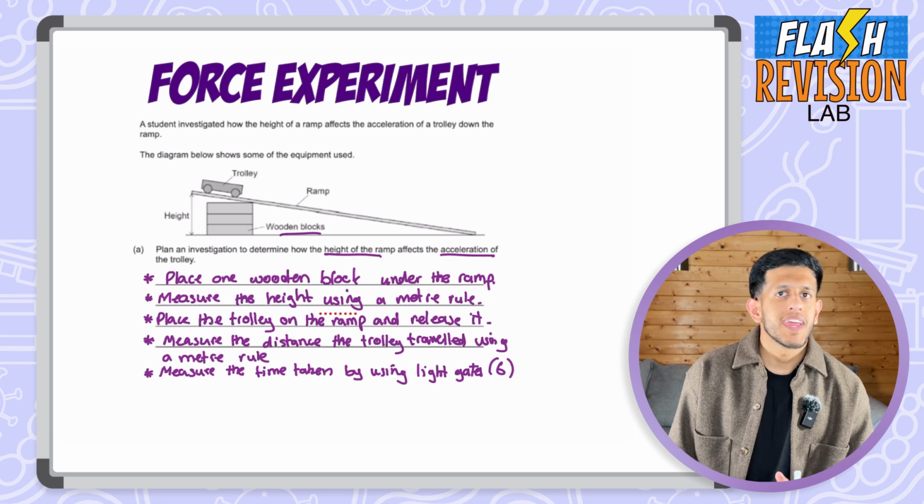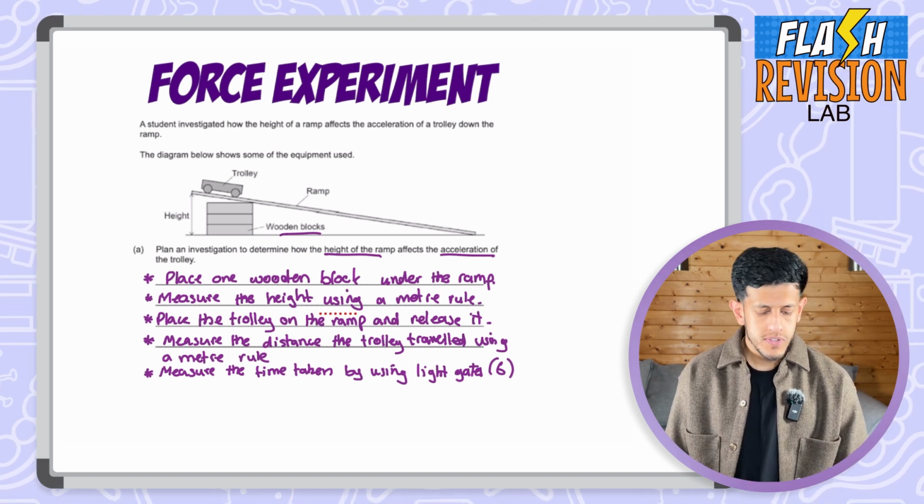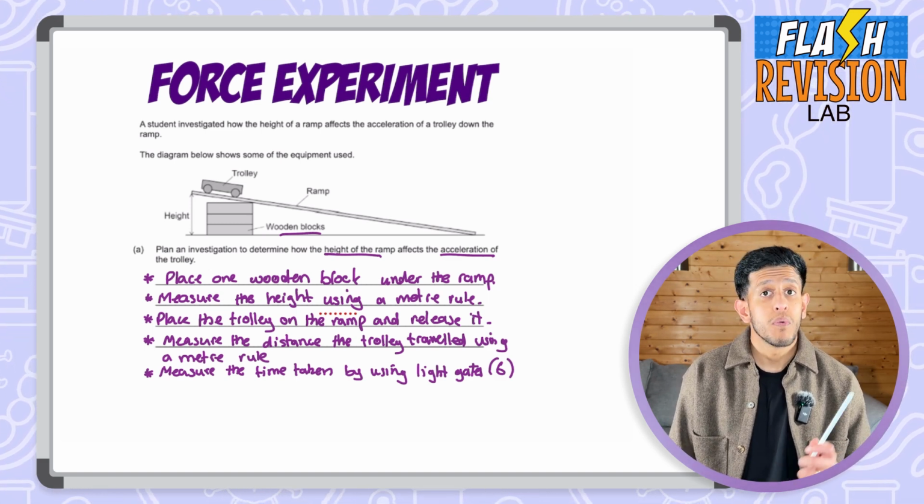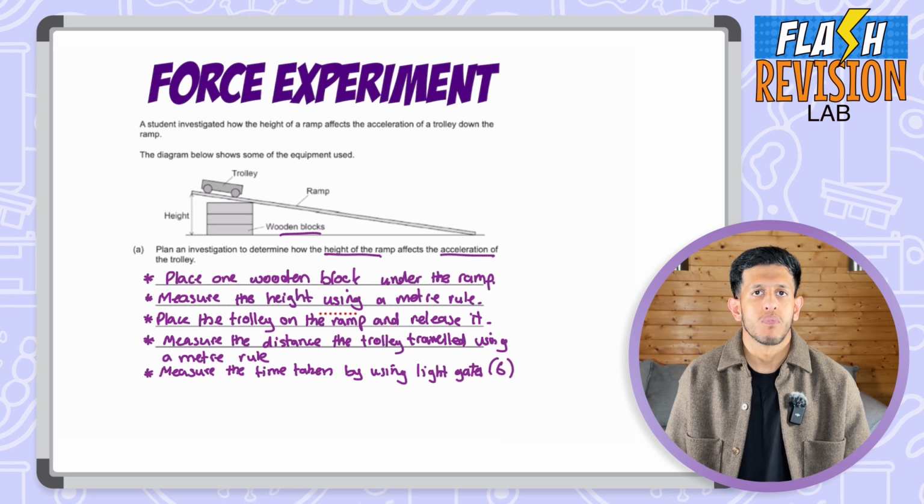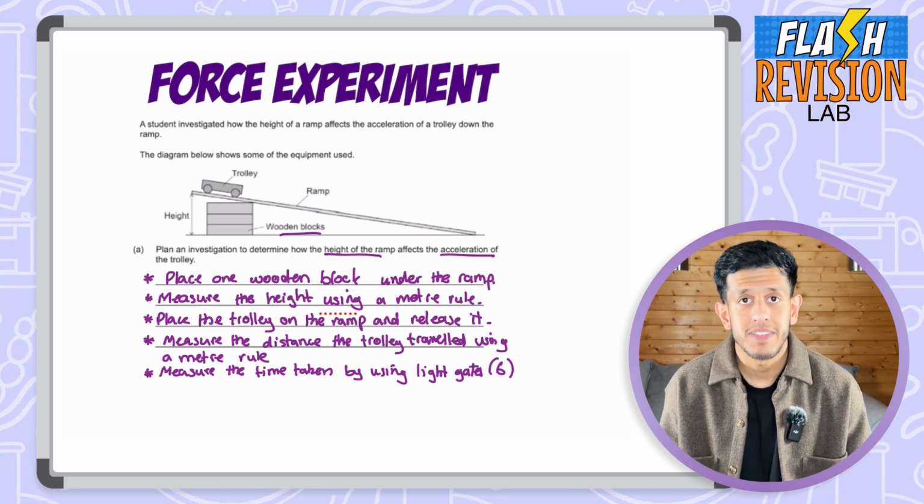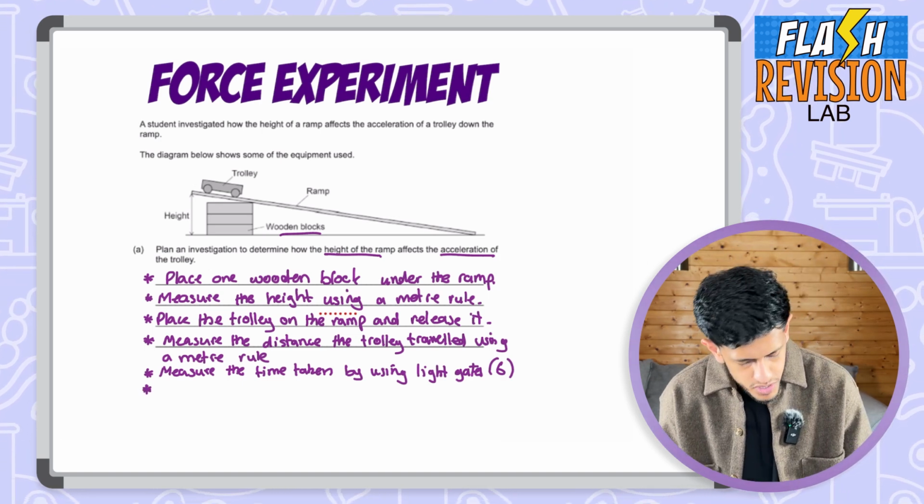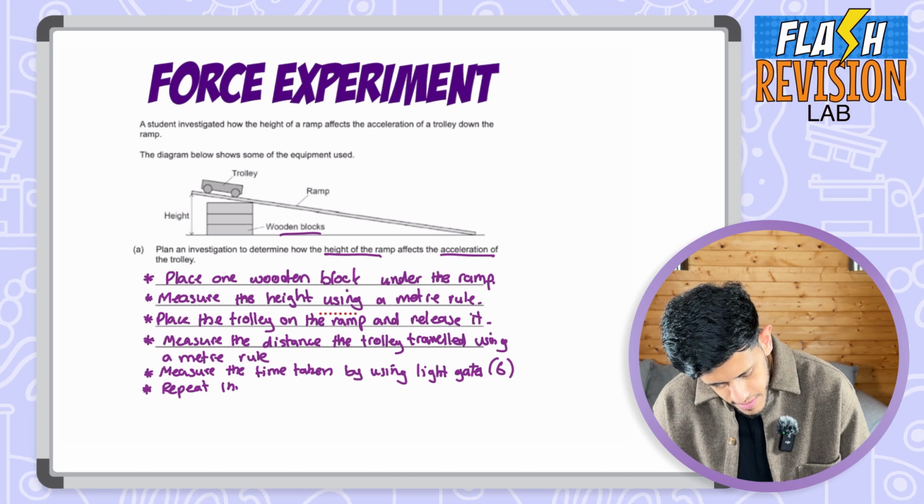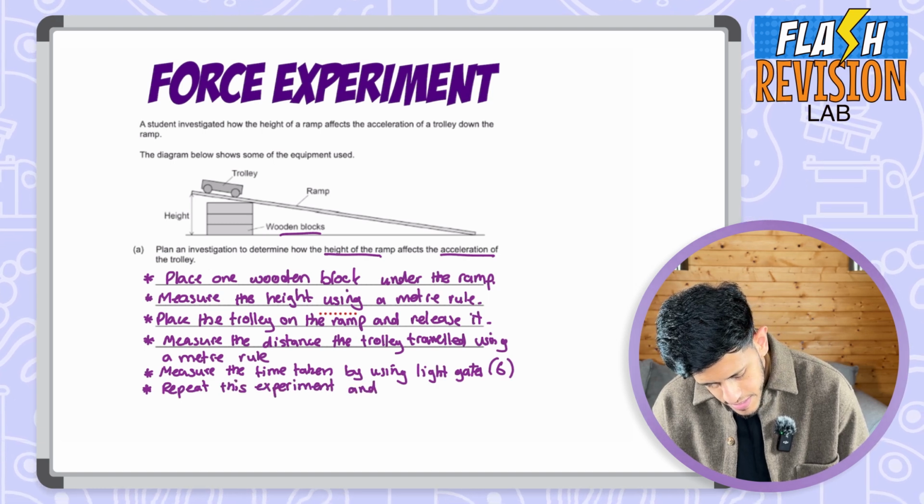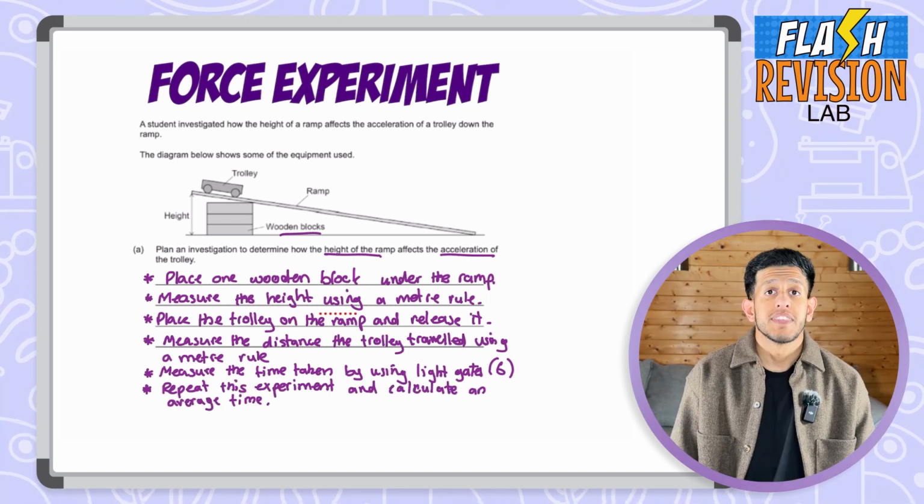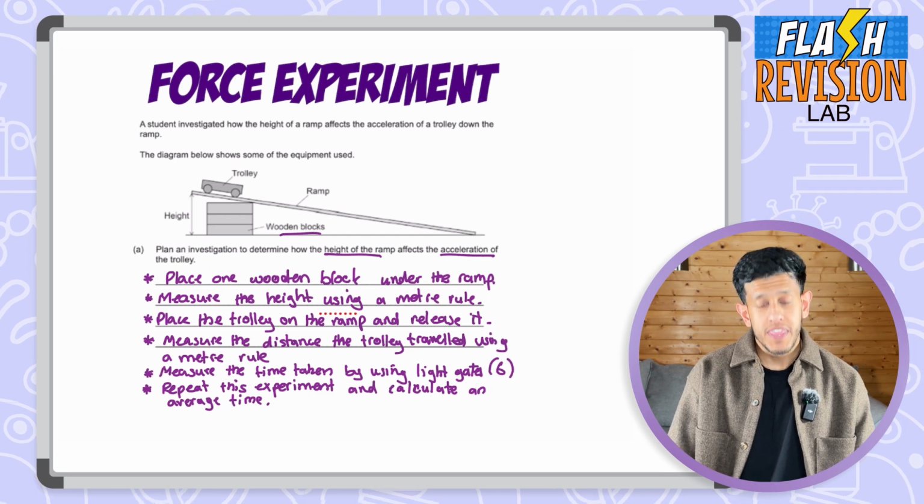Now a care point when carrying out an experiment, we also need to mention those. We've done it, but we would repeat it so that we can get an average in our results, making sure that we don't make any mistakes and rule out any anomalies. I'm just going to put repeat this experiment and calculate an average time. So now we've calculated the time and we've done that at one height.